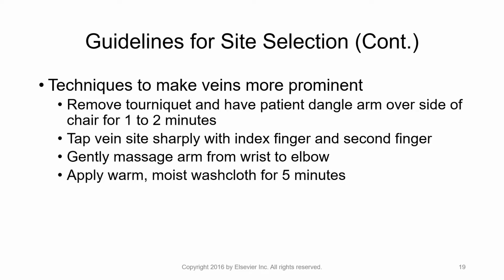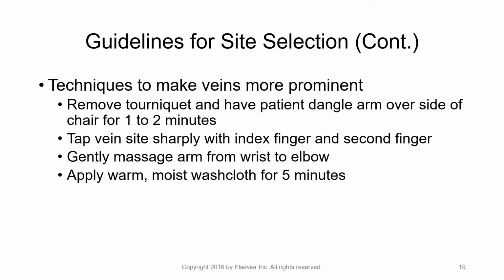So some things that you can do to make the veins a little more prominent. Some I like, some I don't like. One I really do like to start with is take the tourniquet off, have the patient hang their arm over the side of the chair so blood sort of pools for a couple of minutes. Reapply the tourniquet, reattempt palpation. Number 2, tap the vein sharply with the index finger and second finger. It's that slapping the vein that you see done in all sorts of medical TV shows and movies and so forth. It works. It agitates the skin a little bit, increases blood flow to the area. The vein becomes a little more engorged.